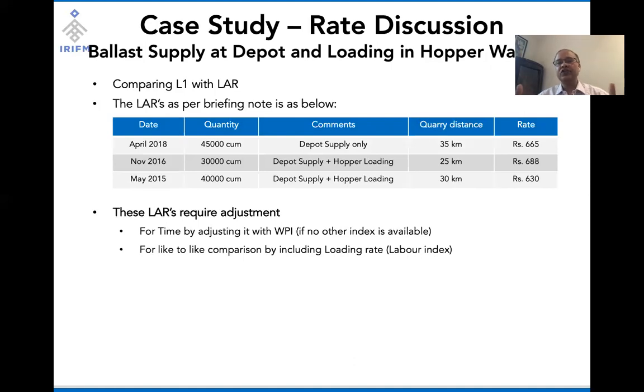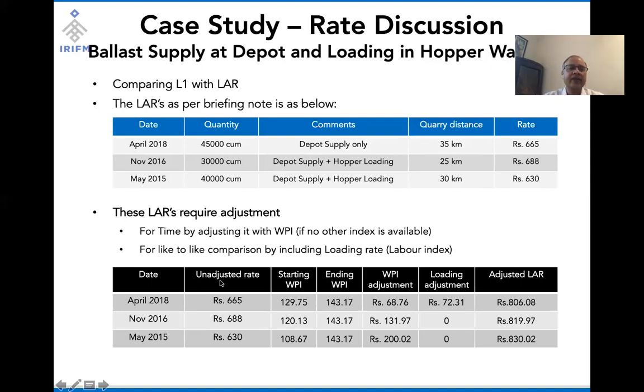So loading is essentially labor, manpower is required to lift. It's a hard job to lift the ballast and put it into the wagons. So this inflation would ideally be through labor index rate.